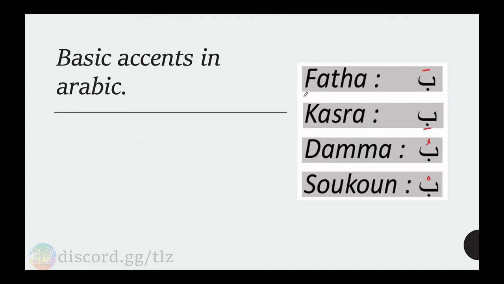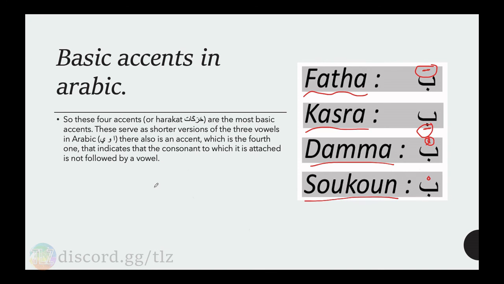So these are their names. Each one has its own name. Fatha, or Fatha, if that's better for you. Kasra, which is the one that's under here. Dhamma, which is this one. And Sukoon, which is the circle. And they serve as shorter versions of the 3 long vowels: Alif, Waw, Ya. So let me write these bigger for you.